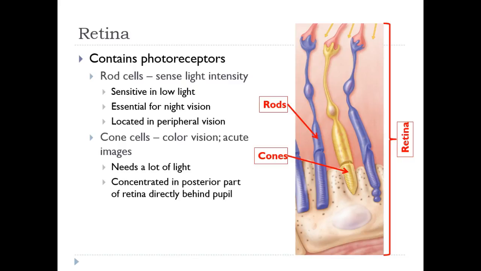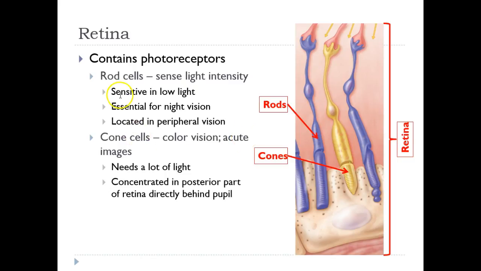You could tell basic shape, maybe some blurry image, and that's because mostly at the peripheral vision will be your rod cells. Cones are going to be a lot closer to the middle of the eye, and they're going to do color vision, acute images, so they'll make images a lot sharper.